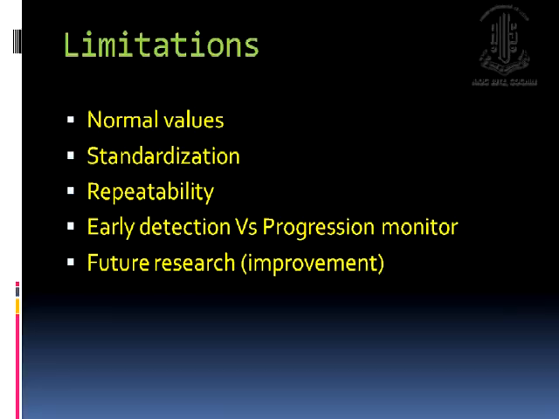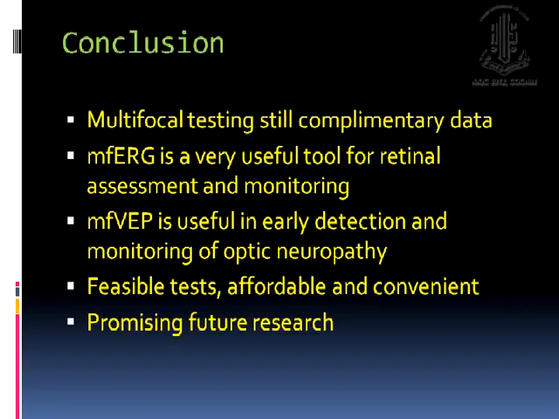Early detection versus progression monitoring. Is it good enough to detect any disease early? This is a question mark here. But progression monitoring, yes, you can monitor progression for both macula and optic nerve diseases. Of course, we need some future research on this subject, and that's happening very much at the moment.